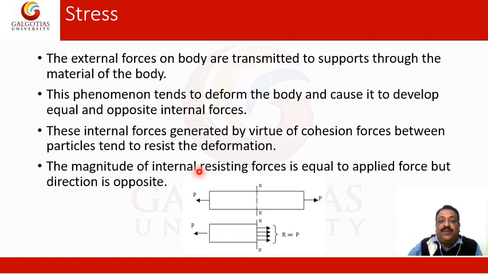The magnitude of internal resisting force should be equal to the applied force but opposite in direction. For equilibrium, if you consider this figure, the summation of horizontal forces should be equal to 0. Means the force P to the left should be equal to the resistance R to the right. And from this you can say R should be equal to P. So that is all about the important points about the stresses.